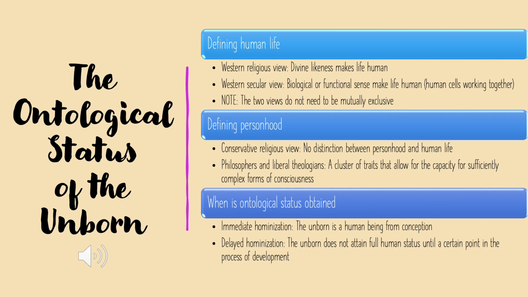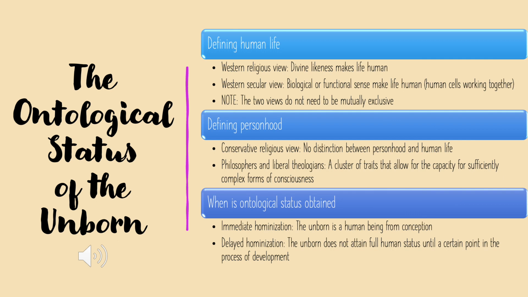So then when is ontological status obtained? When is the unborn fetus, the unborn child, considered a human? When is that child considered a person? And really, this is what is at the root of all reproductive ethical issues and all ethical issues at the beginning of life: how do we define when life starts? Is the entity of the unborn fetus a human? Is it a person? Is it both? And at what point does the unborn become a human, a person, or both?